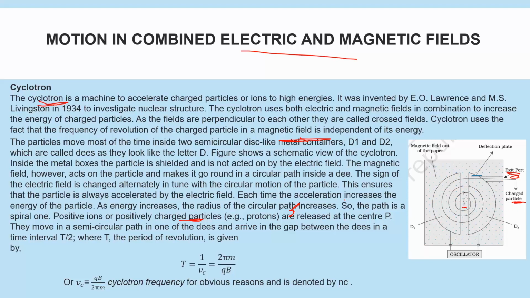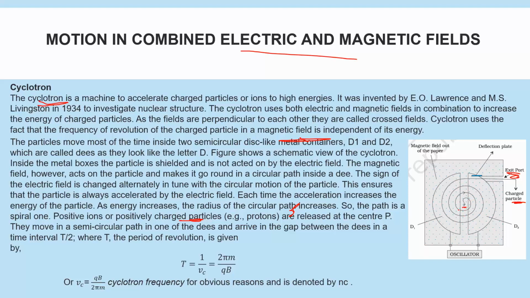Okay, so the particle is kind of shielded from the outside electric field that is present over here. But the magnetic field is acting on the particle, and that is why, as I said, the particle moves in a circular path, as we have already seen. The sign of the field is changed alternately in tune with the circular motion. So what does this ensure? It will ensure that the particle always gets accelerated by the electric field.